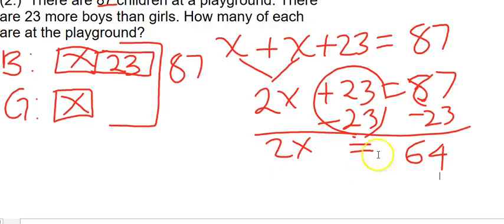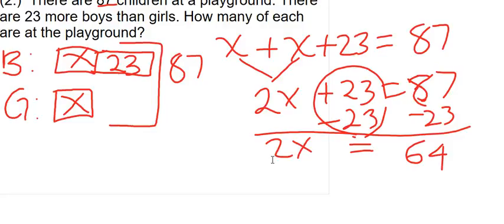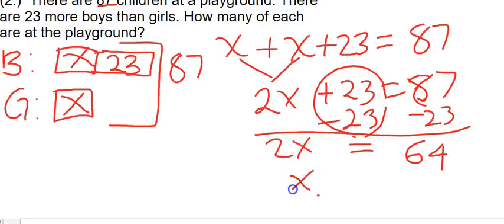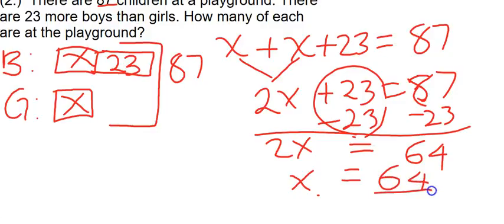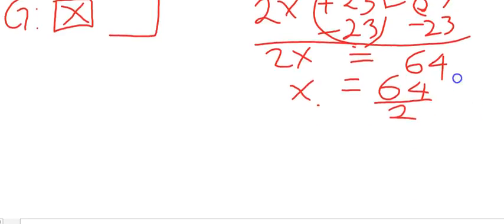All right, what's the next step, Niall? What do we do here? You would divide by 2x. What do we divide by? 2x or 2? 2. We divide by 2. Because we don't want to get rid of x. We are getting rid of 2 so that x can be by itself. So we divide by 2. So 64 divided by 2 is?